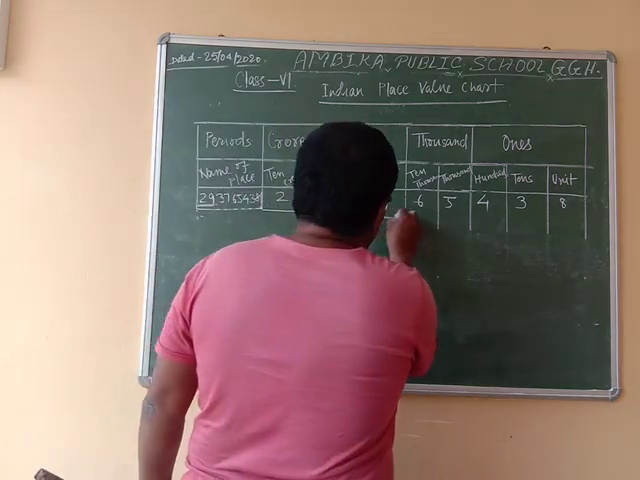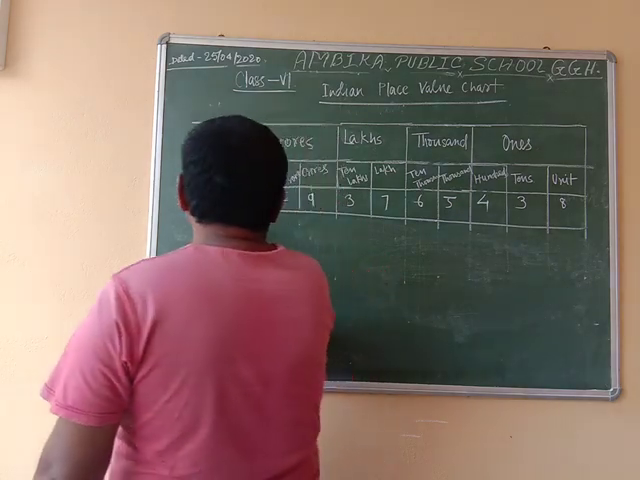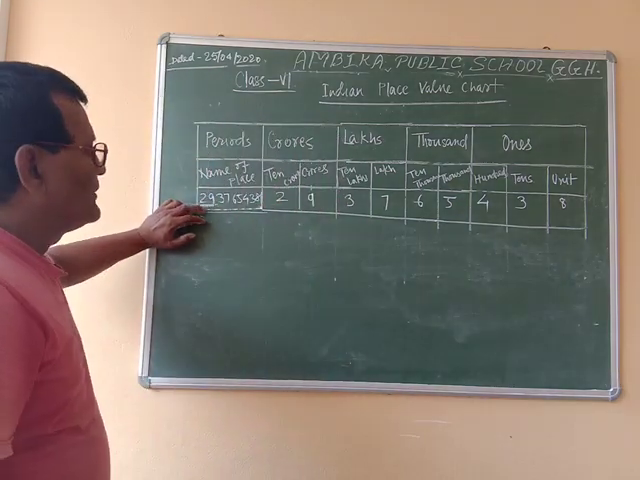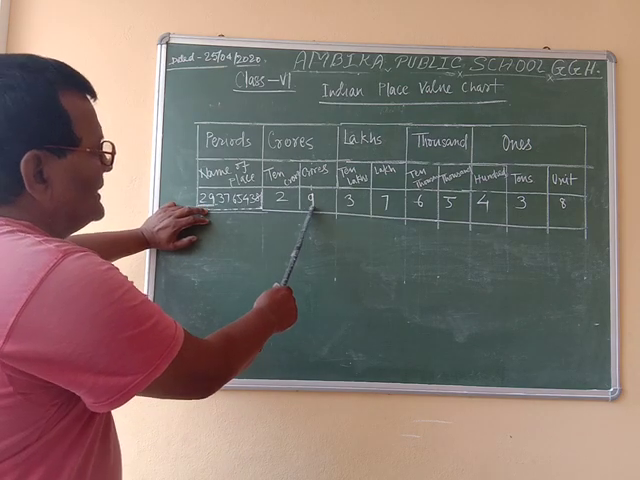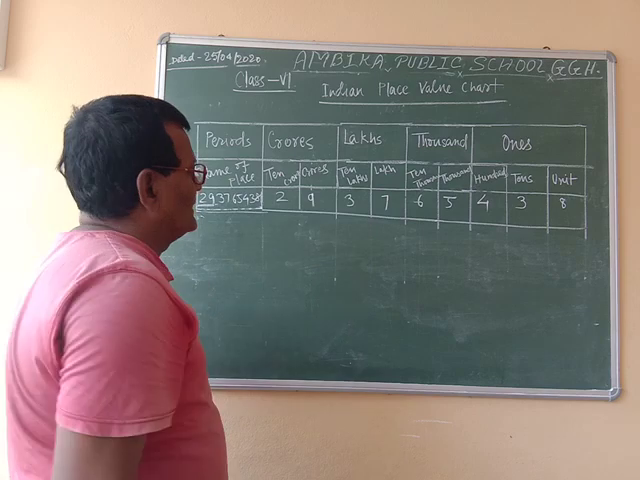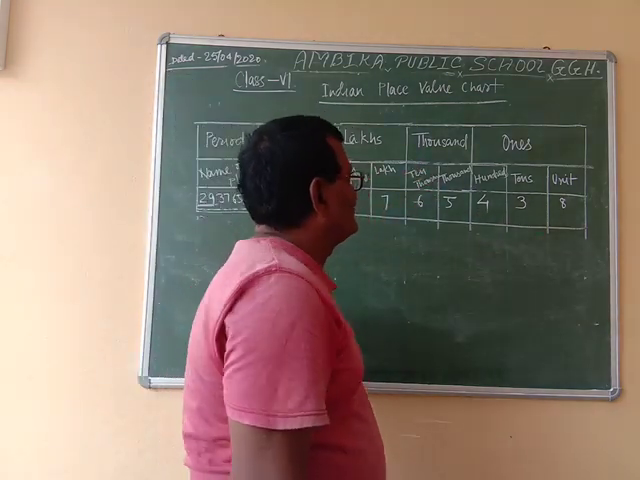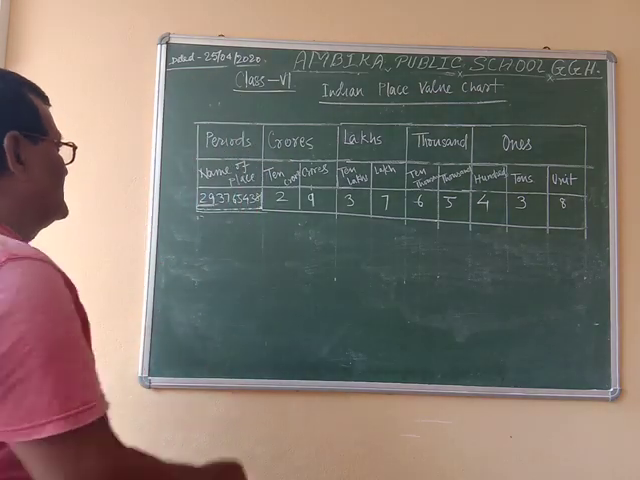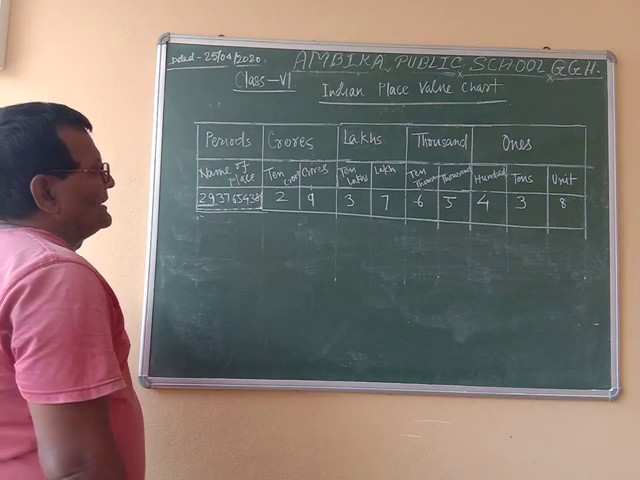So in the place value chart we can write a number. We can write number 29, we read as 29 crores 37 lakhs 65,000 and 438. Similarly, you can put any number in this chart.